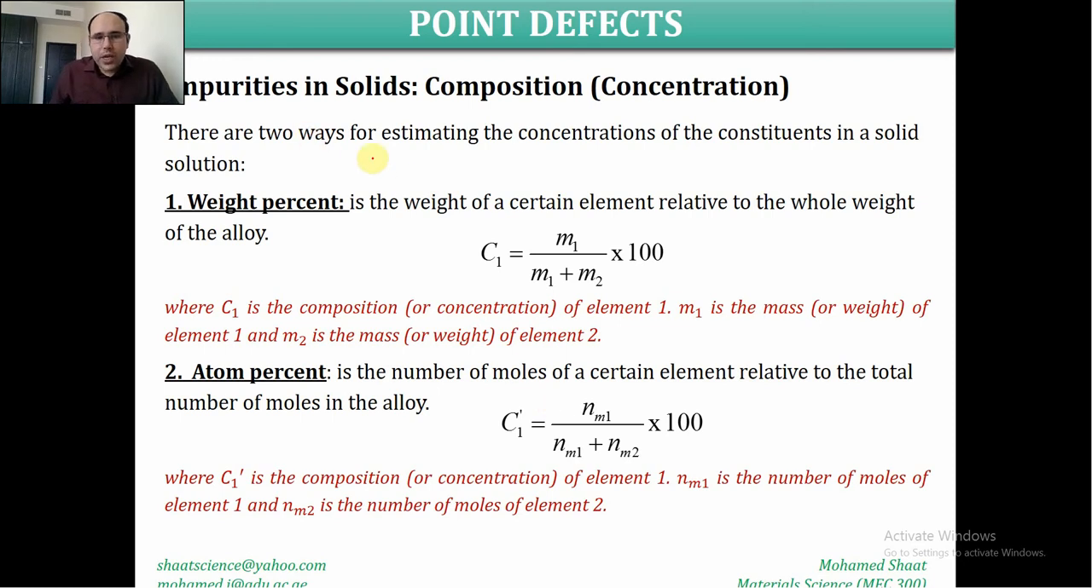Okay, so there are two ways of estimating the concentration or the composition or the fraction or the percent of one element that forms an alloy of the constituents in a solid solution. As we discussed in the last video, the alloy could result in a solid solution, and this is what is likely to happen in many cases, but in some special cases we would end up with a new phase. What distinguishes a solid solution from a new phase is whether the crystal structure is maintained or is going to change. If the crystal structure is going to change, it means that we're going to end up with a new phase.